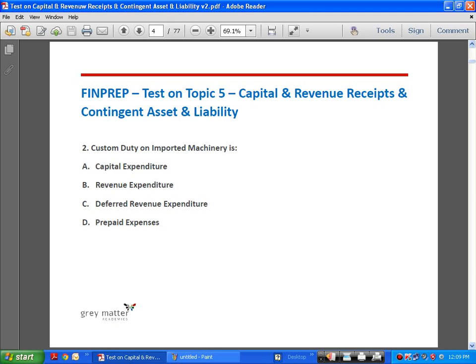Customs duty on imported machinery. When we import machinery, we have to pay the customs duty in order to clear it from the airport. Unless we pay the customs duty, we cannot make it available for our intended use, and hence customs duty is capital expenditure, so it has to be added to the cost of the machinery. So the answer is A.